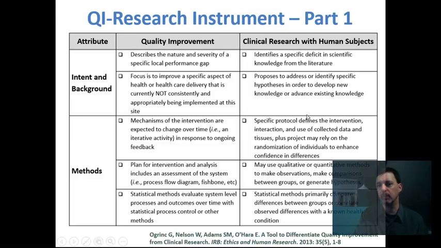and the information in this column for clinical research with human subjects are taken from the U.S. federal definition of clinical research with human subjects.